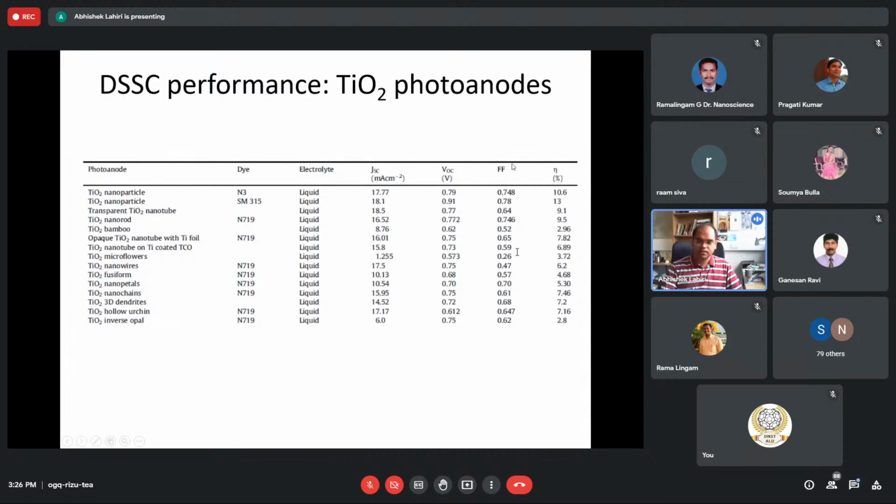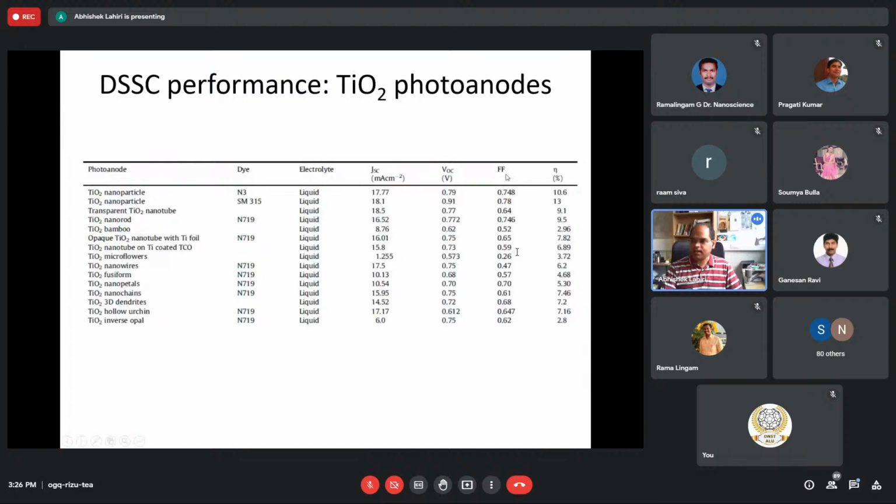And here you have efficiency, fill factor, open circuit voltage, and short circuit current. And the electrolyte is a liquid electrolyte, which is the iodine redox reaction. The dye is slightly different for different materials. But overall, the energy bands of the dye match with the conduction band of titanium dioxide. So here one can clearly see from this table that the highest efficiency, between 10 to 13%, is achievable when you have titanium dioxide nanoparticles and when you use N3 or SM315 dye.